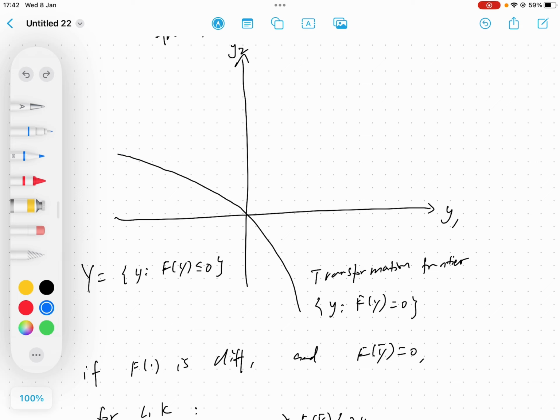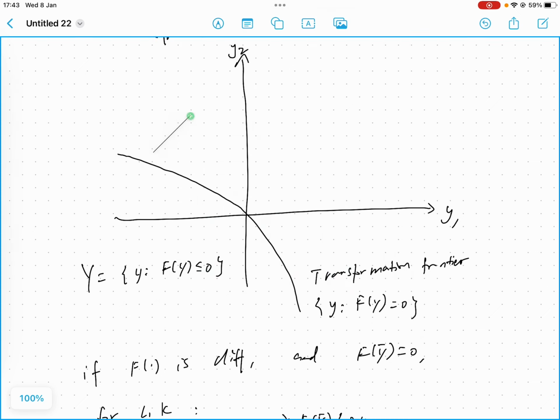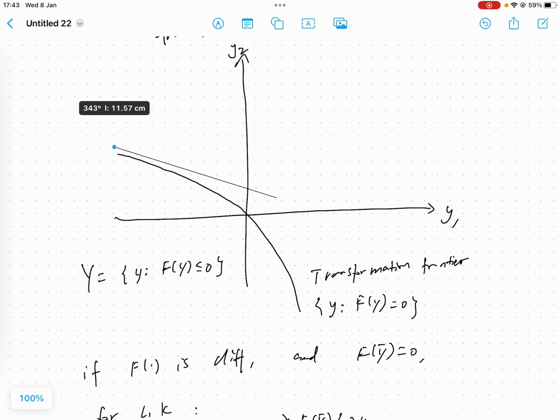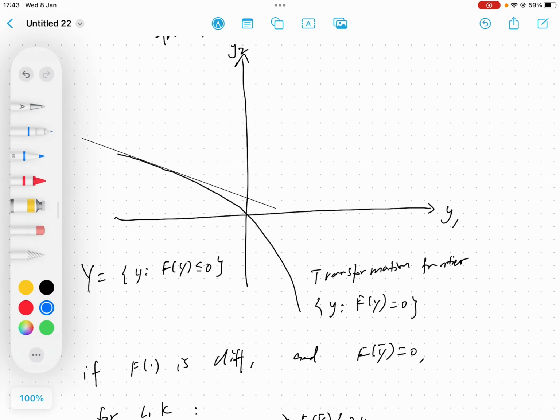Let's have a straight line here, and suppose this would be the tangent point. We're going to have the gradient of f at y bar, which is orthogonal to this tangent line. So the slope of this tangent line will be the negative of MRT_lk at y bar.